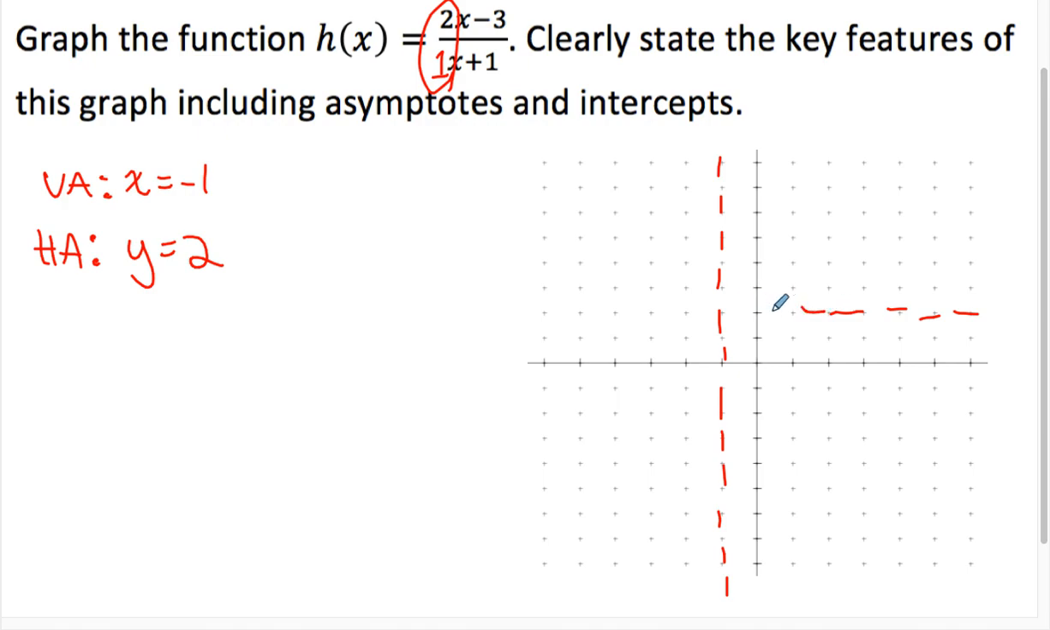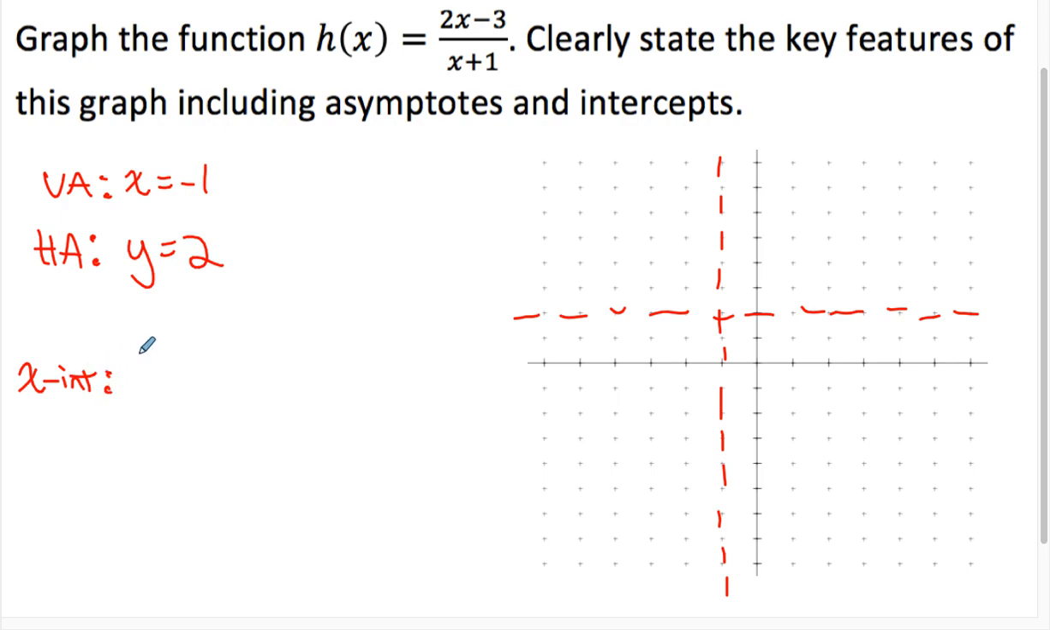Whenever you have one vertical and one horizontal asymptote, it's going to form a hyperbola shape. All we really need to know is what one of the branches looks like, and we know hyperbolas are symmetrical across this point of intersection here, and we could use that property to graph the other branch. So let's just get a couple other key points. Let's get an x-intercept and a y-intercept.